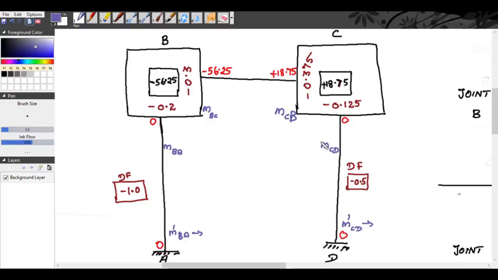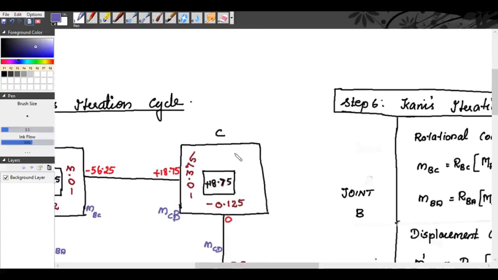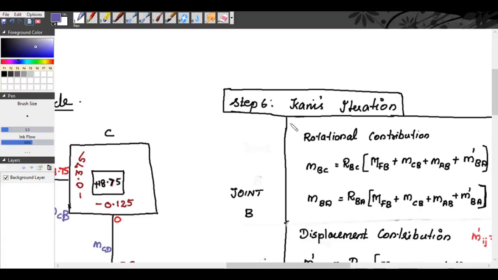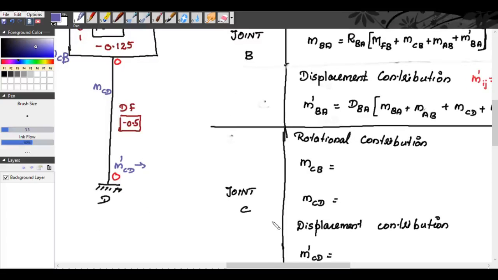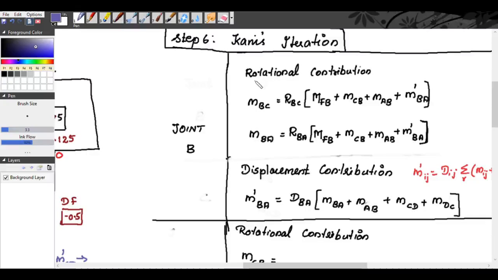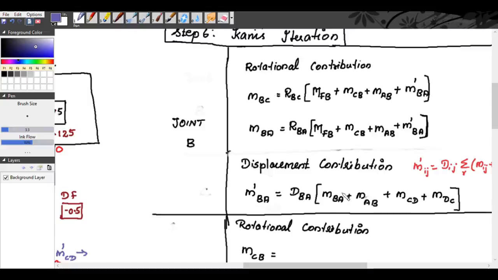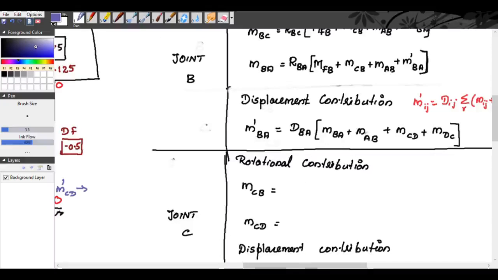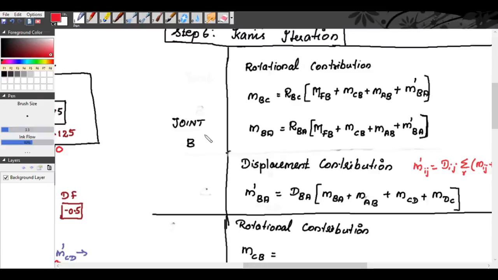Now, we will calculate the values. So we have to calculate the rotational contributions and displacement contributions. So we will go on to step 6, Kani's iterations. Step 6, we have two joints, joint B and joint C. Joint B has rotational contribution and displacement contribution. Joint C also has rotational contribution and displacement contribution. So first, joint B, we will find the rotational contribution.